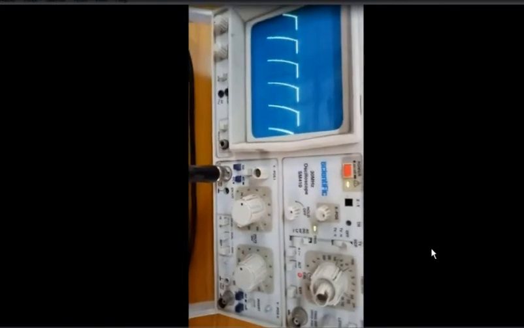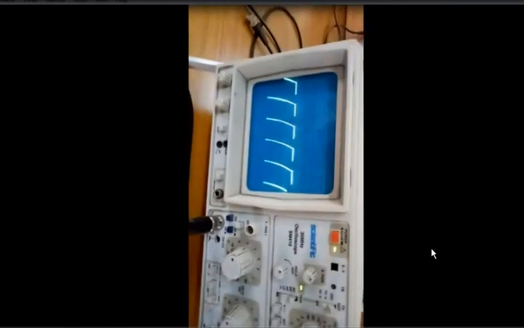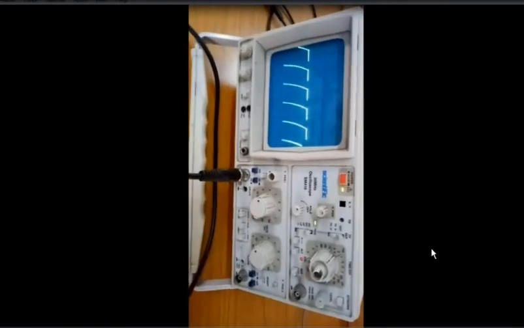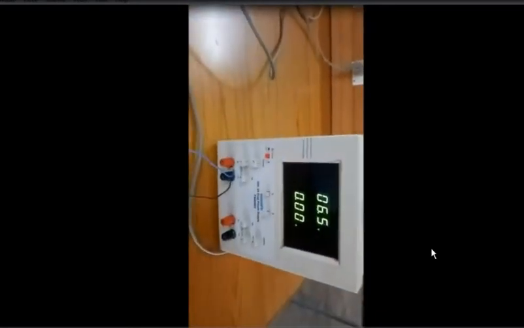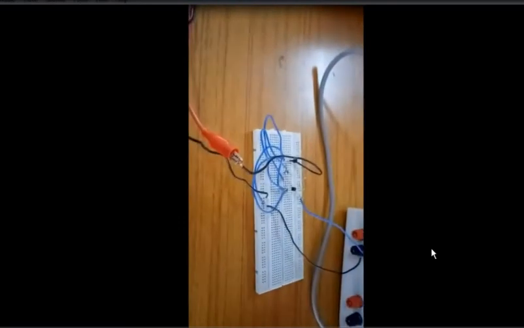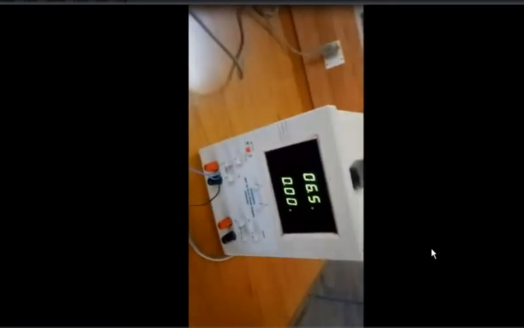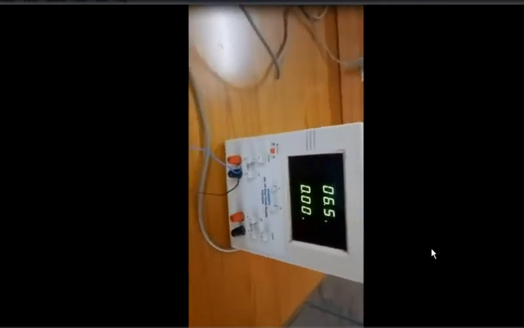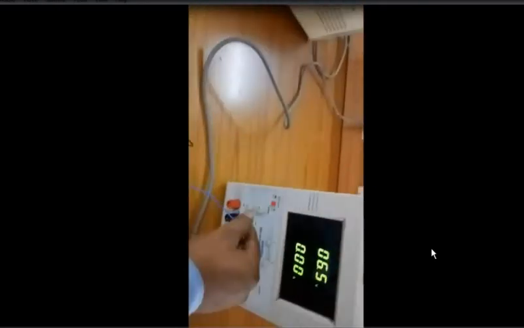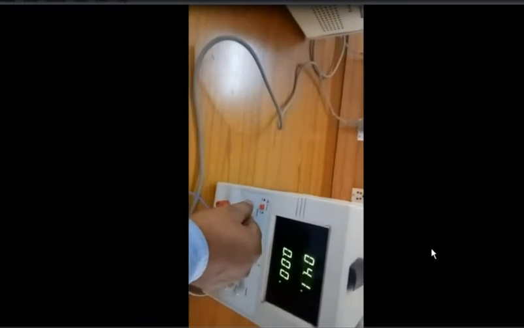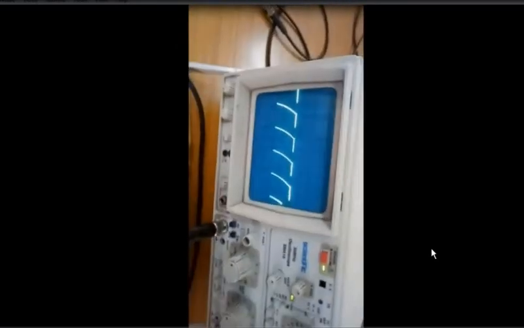This is the base voltage for transistor Q1. Now we supplied 6.5 volt for that. This particular waveform is taken through the CRO probe. Now the voltage is reduced; for the astable multivibrator we need DC 5 volt, almost 5 volts, so we connected that here.